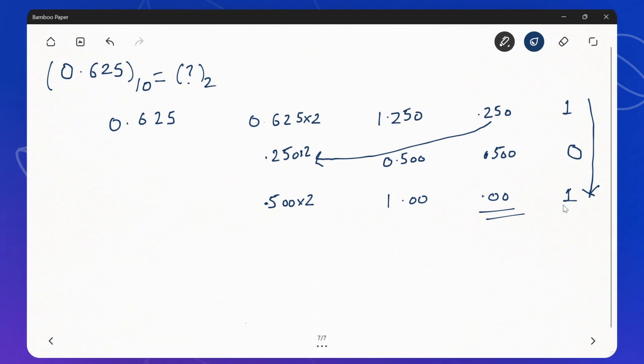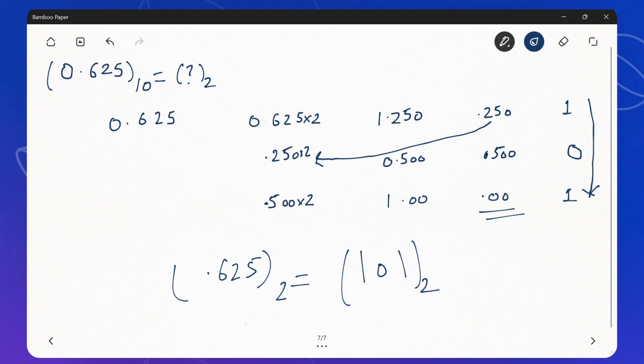The integer part is either 1 or 0 on multiplication by 2. So this is the answer, writing it from top to bottom: 101 is the equivalent binary number of the decimal number 0.625. So this is the conversion of a fractional decimal number into a binary number. This is how we convert a fractional number.